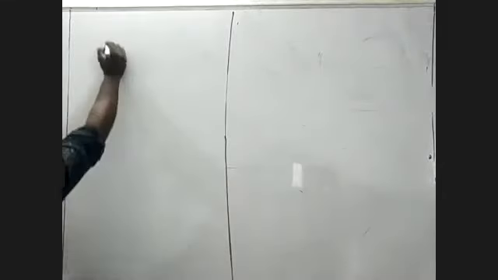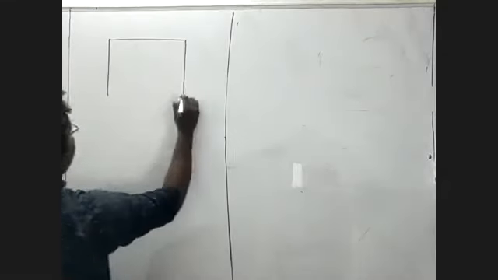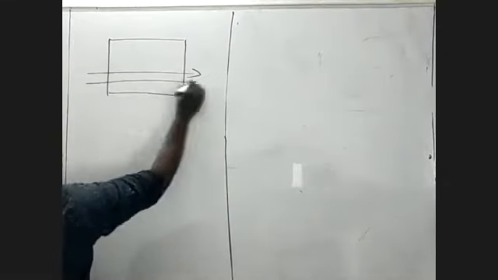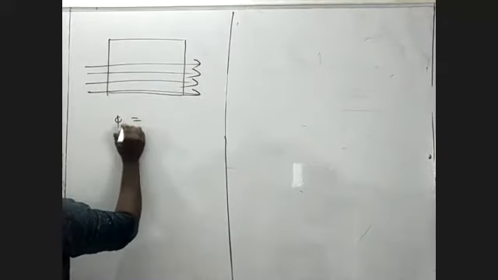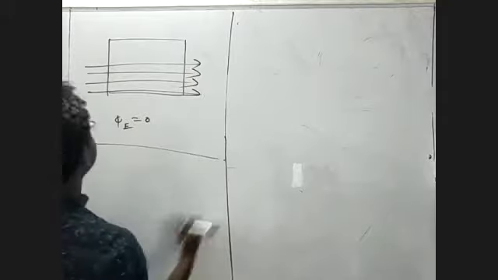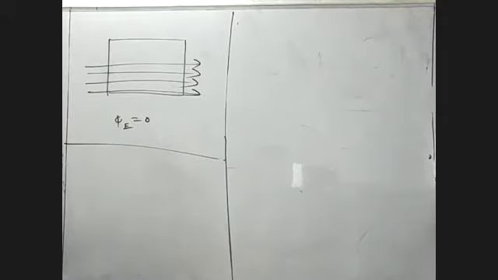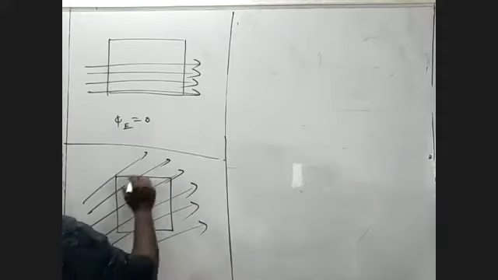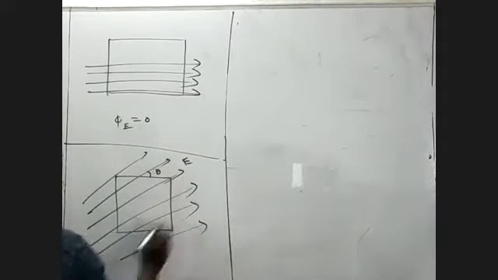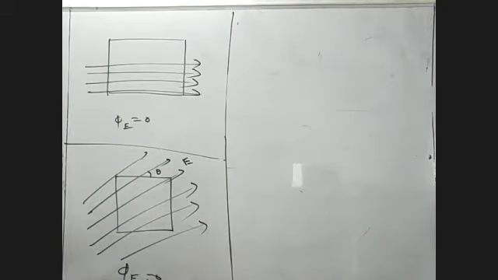Next model. So what is the total flux? Total electric flux is equal to 0. This is one model. Next, the direction of the electric field makes an angle theta, and this is the direction of it. Total flux is 0 in this model.